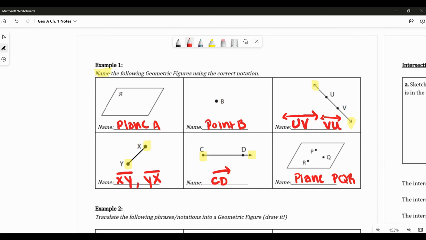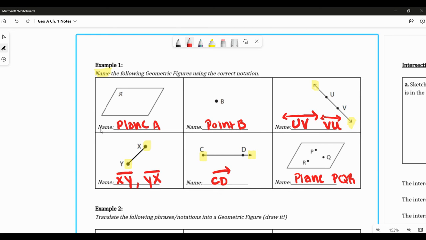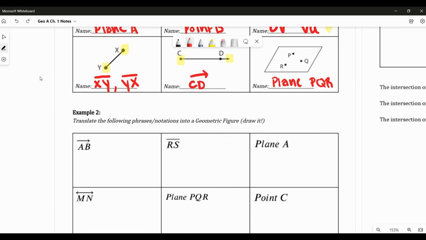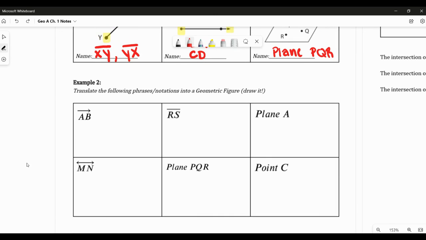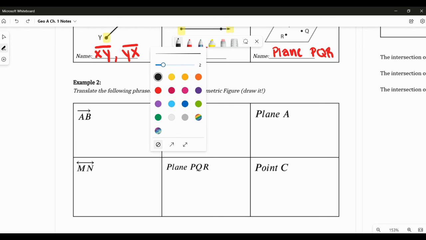So take a second to pause the video if you need to finish writing this down. I am going to continue on to example number 2. All right, so let's take a look at what we've got here. In example number 2, we are doing the opposite of what we did in example number 1. In example number 1, we were given a picture and we had to name it. Now we're going to be given the name of something and we have to draw a picture. So let's take a look at this.